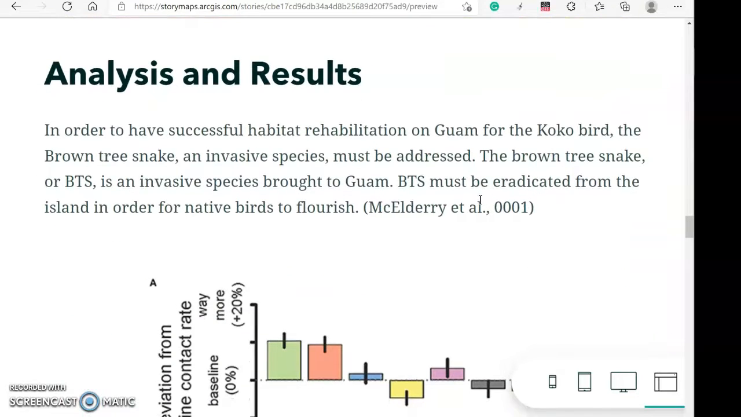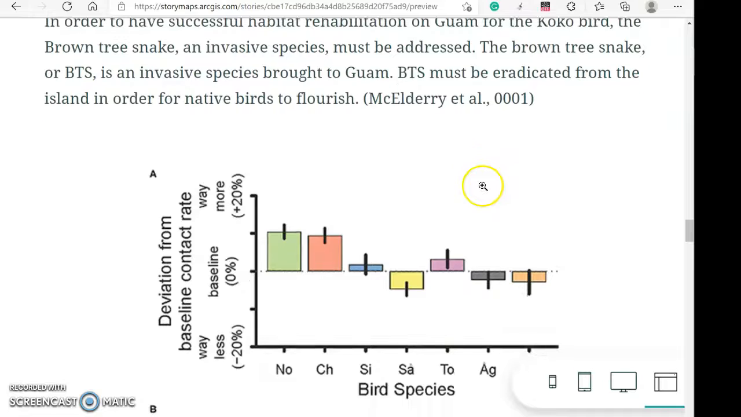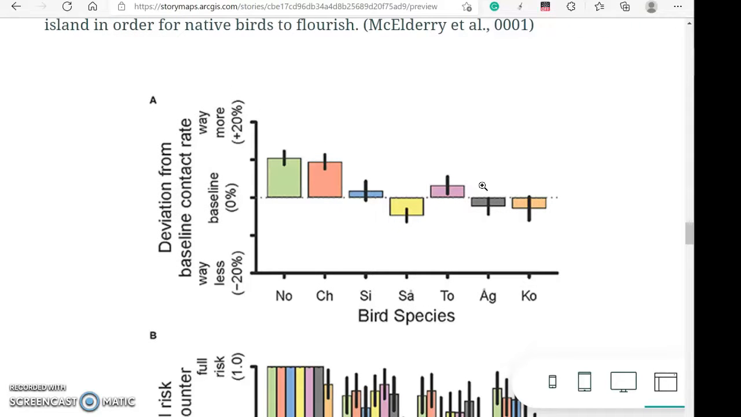So, the analysis and results between the brown tree snake and the Guam rail. In order to have a successful habitat rehabilitation on Guam for the Guam rail, the brown tree snake problem must be addressed. The primary paper that I have focused on throughout this presentation has some graphs. It did not just focus on the cocoa bird right here. It also focused on other species of Guam birds.